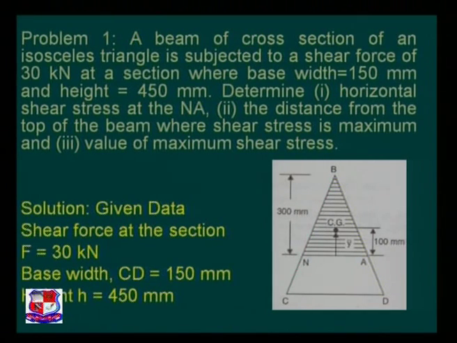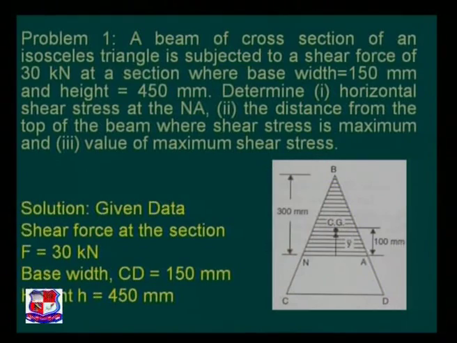Let us understand what data has been given to us. A beam of cross section of an isosceles triangle is subjected to a shear force of 30 kilonewton at a section where the base width is 150 mm and the height is given as 450 mm. The intention is to determine the horizontal shear stress at the neutral axis.